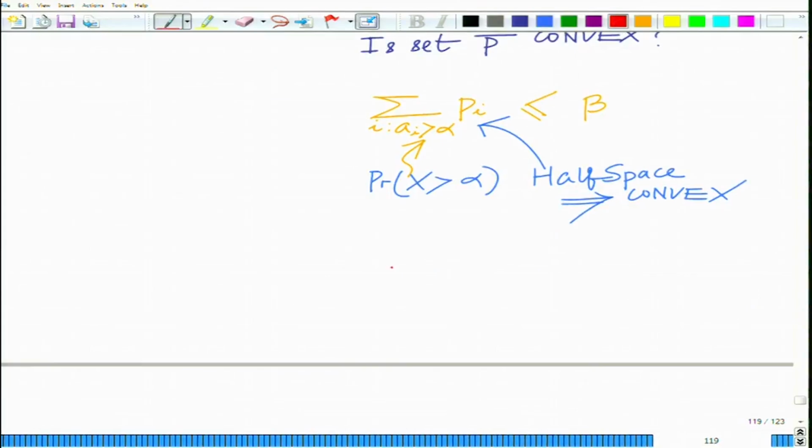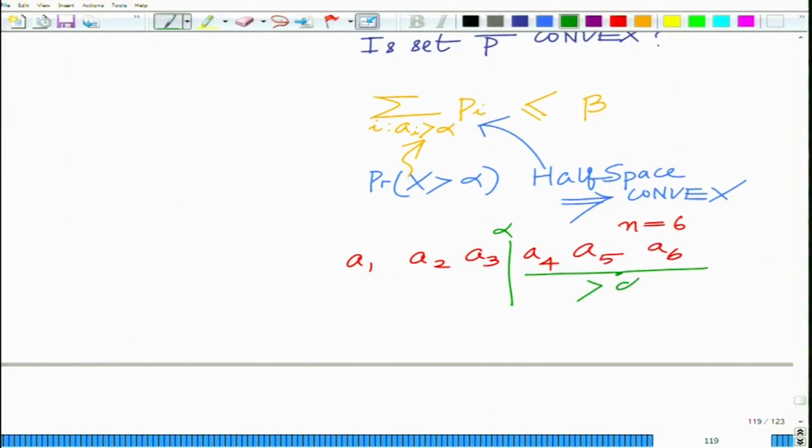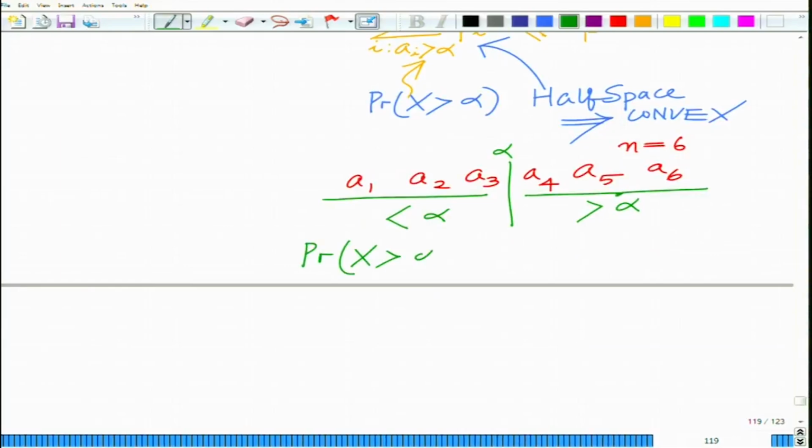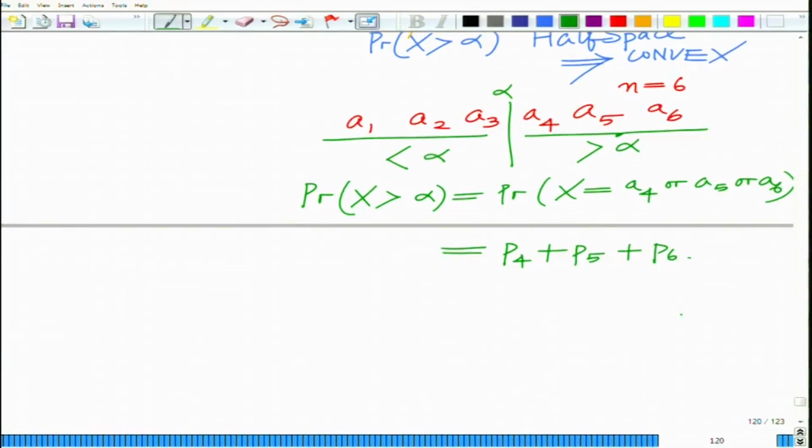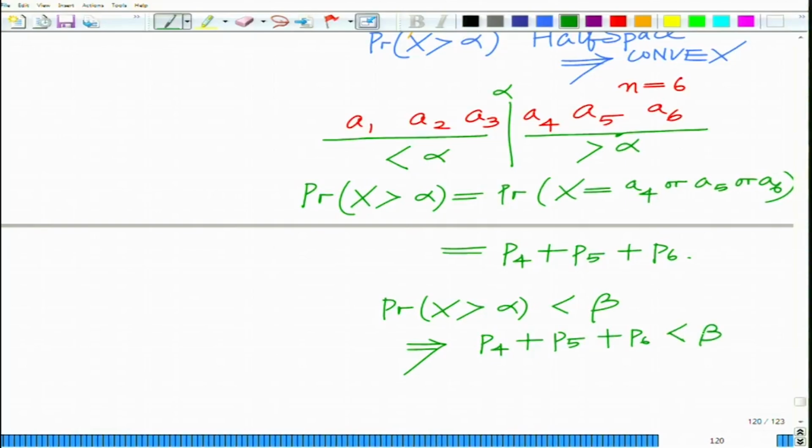For example, let us take an example to understand this better. For instance, let us say you have a1, a2, a3, a4 up to A5, A6. Take a simple example, n equal to 6. Now let us say your alpha lies between A3 and A4. So these are less than alpha, these are greater than alpha. So the probability x is greater than alpha equals the probability x equals either A4 or A5 or A6, which equals P4 plus P5 plus P6. So probability x greater than alpha less than beta implies P4 plus P5 plus P6 less than beta.